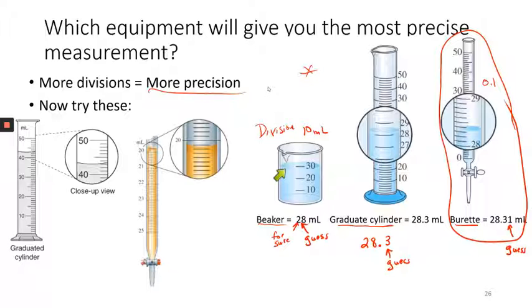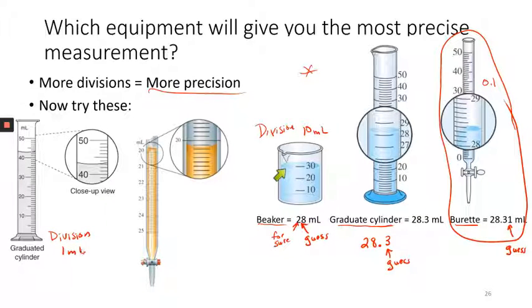So let's try to measure these. So here I have a graduated cylinder. I see I'm going from 40 to 50, so that is 10 milliliters, and there are 10 lines in between. So each line, or each division, is 1 milliliter.